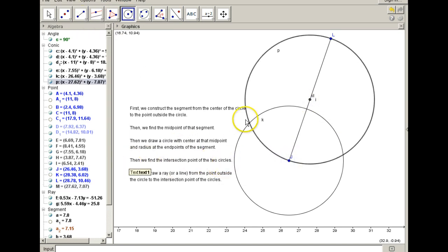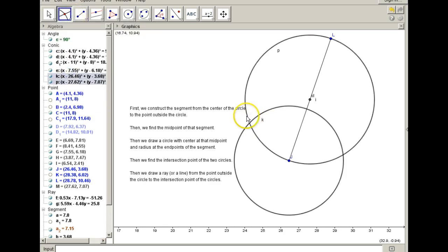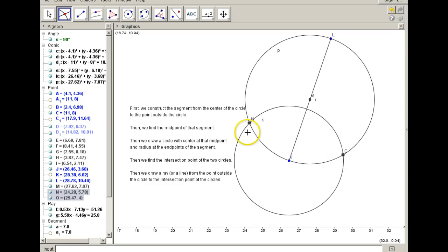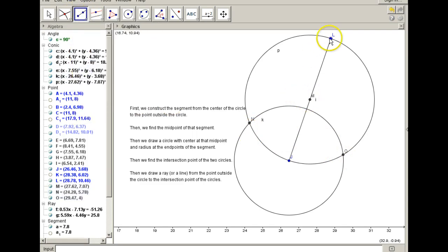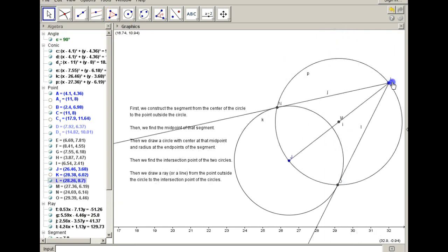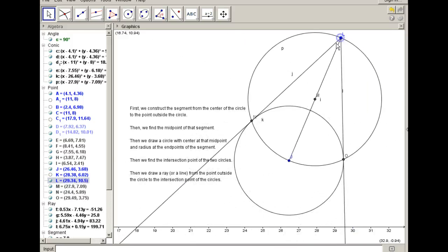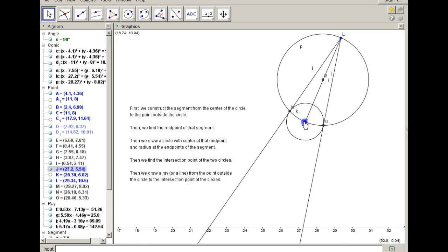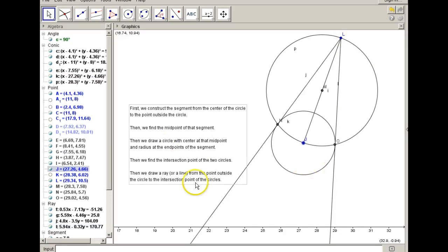Then I find the intersection points of these two circles. So I go here, intersection points of these two circles. They intersect here and here. And then I can draw my line or my ray. I'm going to draw rays from the outside point through the intersection points, and there I have it. And now I can see that even if I adjust or change the outside point, as long as I've used the right technique, it will always work, even if I change the circle itself or the point. Okay, that is the technique.